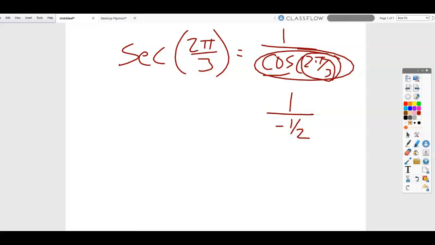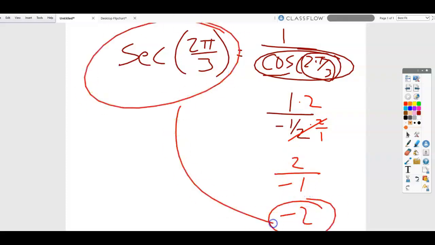And this is what's called a complex fraction. It's when you have a fraction inside of a fraction. So the way that I handle those is I usually multiply the bottom fraction by its denominator, which is 2. That way those cancel out. And you're allowed to do that so long as you also multiply the top by that number as well. So I end up with 2 over negative 1, which is negative 2. So the final answer for secant of 2 pi over 3 is that.